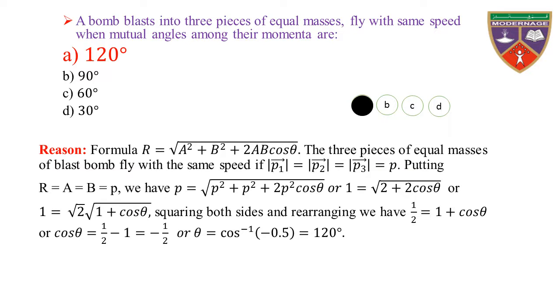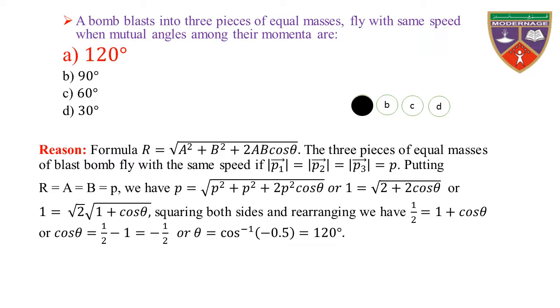Reason: formula: R is equal to square root of A square plus B square plus 2AB cos theta. The 3 pieces of equal masses of the blasted bomb fly with the same speed if the magnitude of the momentum of the first piece is equal to the magnitude of the momentum of the second piece is equal to the magnitude of the momentum of the third piece, which can be written as P.